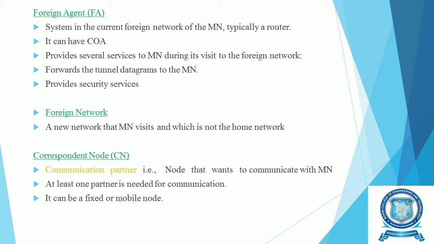So already we have seen about the foreign network. It is a new network where the mobile node visits and which is not the home network. Then let us see about the correspondent node, that is CN. The correspondent node is a communication partner, that is a node that wants to communicate with the mobile node. At least one partner is needed for communication, and it can be fixed or a mobile node. So that is regarding this correspondent node.